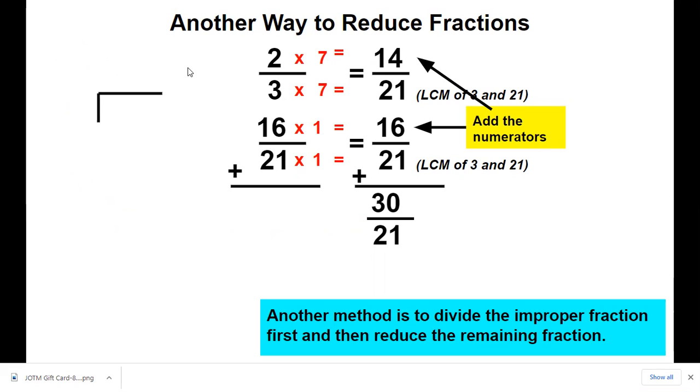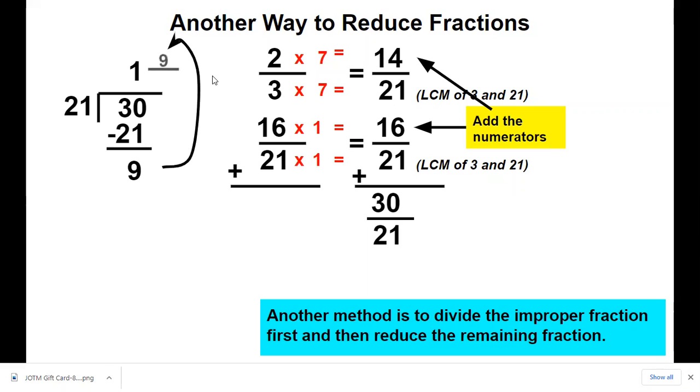So 30 is going to go on the inside and 21 is going to go on the outside. How many 21s go into 30? Well, just 1. And then I say 1 times 21 is 21, and I subtract. 30 minus 21 is going to be 9. That 9 is my remainder. It becomes my numerator. My bottom number stays at 21. Okay, now you notice how when we're dividing using this method, we're going to have bigger numbers that we're dividing.